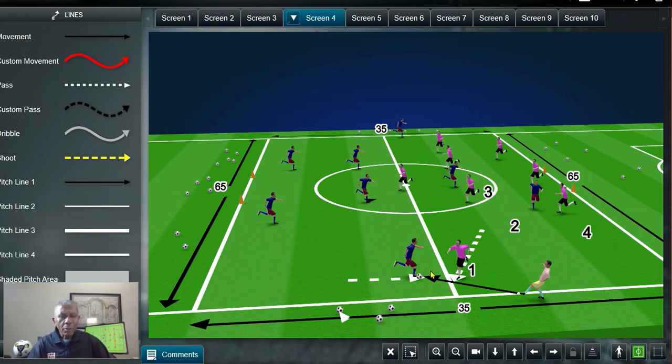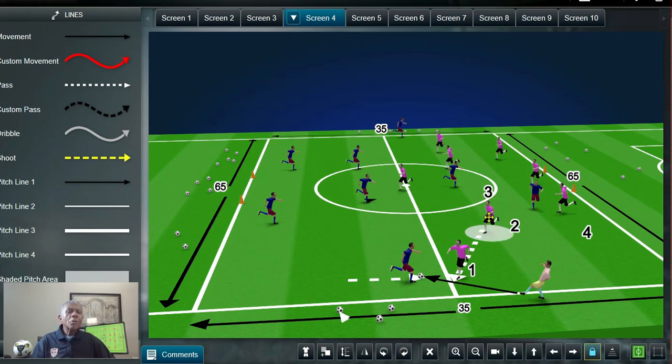Now we have this player who can play this ball here easily, right? I want to adjust the ball. Yes. Yeah, he can play this ball here, right? So how do we fix it?